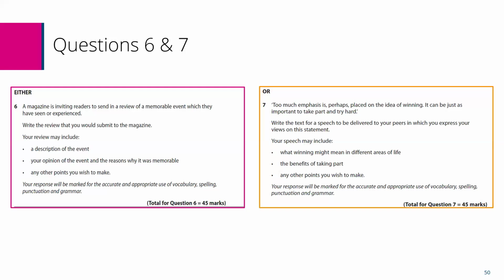But the tasks were, question 6: a magazine is inviting readers to send in a review of a memorable event which they have seen or experienced. Write the review that you would submit to the magazine. Your review may include a description of the event, your opinion of the event and the reasons why it was memorable, and any other points you wish to make.